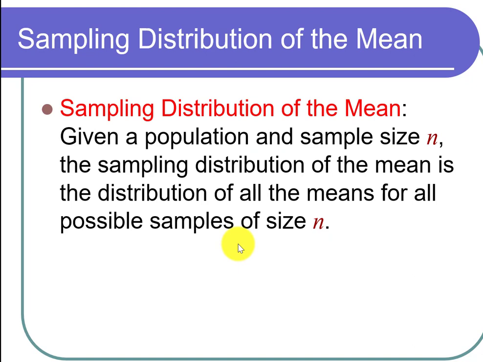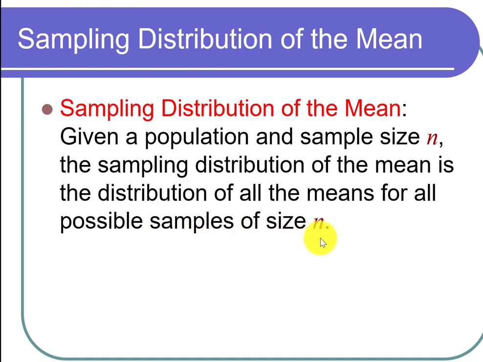So let's start out by talking about a sampling distribution of the mean. It's pretty much the same definition, but we're going to throw in the word mean instead of statistic. So we're given a population and sample size n. The sampling distribution of the mean is the distribution of all the means for all possible samples of size n.